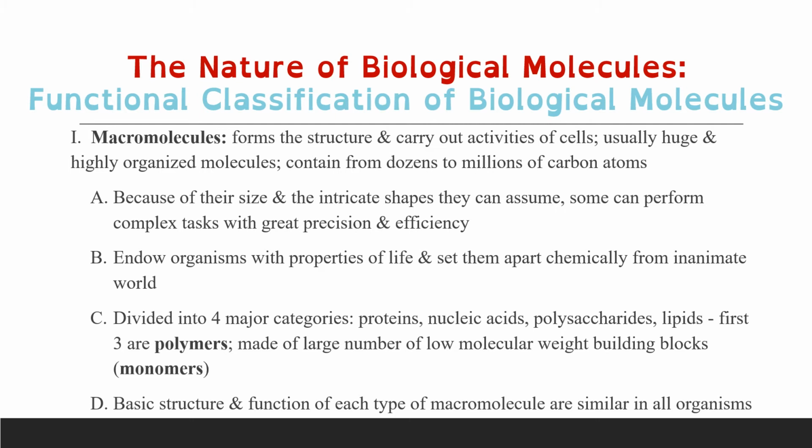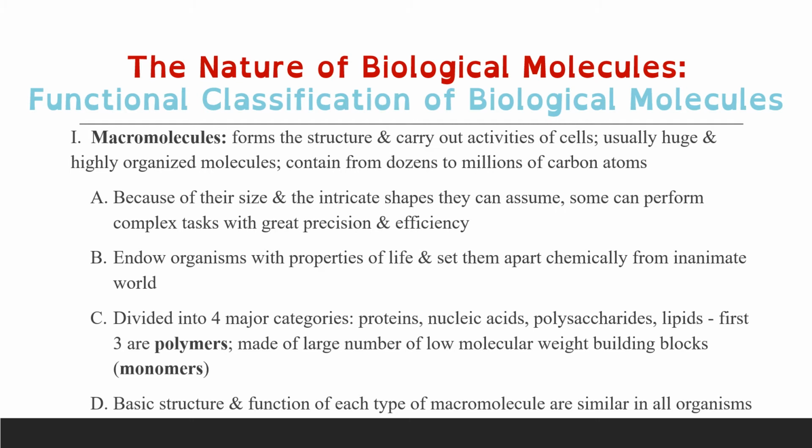Next would be the functional classification of biological molecules. The first one would be the macromolecules. So macromolecules form the structure and carry out activities of the cells, usually huge and highly organized molecules, and they contain from dozens to millions of carbon atoms. Because of their size and the intricate shapes they can assume, some can perform complex tasks with great precision and efficiency. They endow organisms with properties of life and set them apart chemically from the inanimate world.